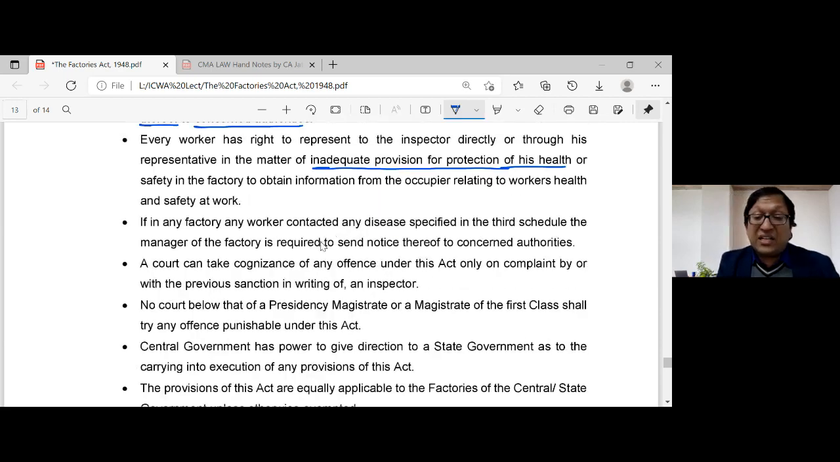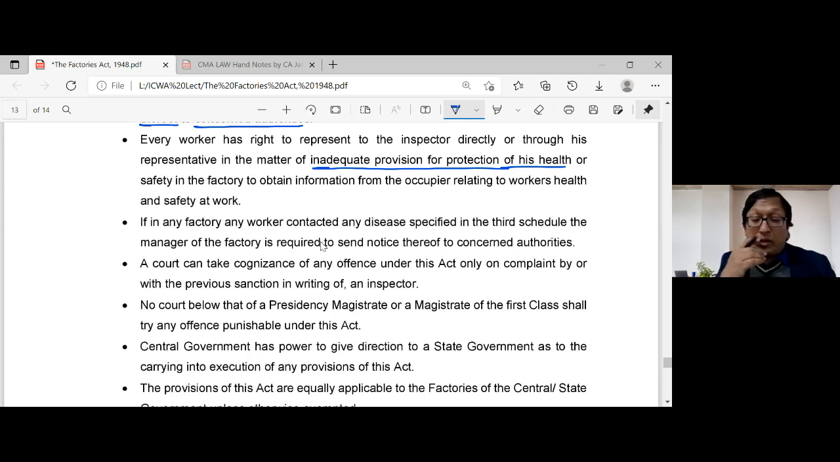If in any factory, any worker contracts any disease, the manager of the factory is required to send notice thereof to the concerned authorities. He needs to inform the concerned authority that one of the workers has got this communicable disease, then he needs to inform it to the concerned authorities.